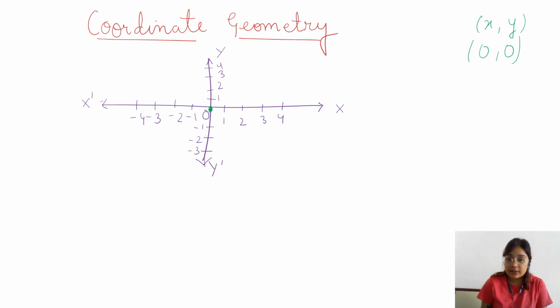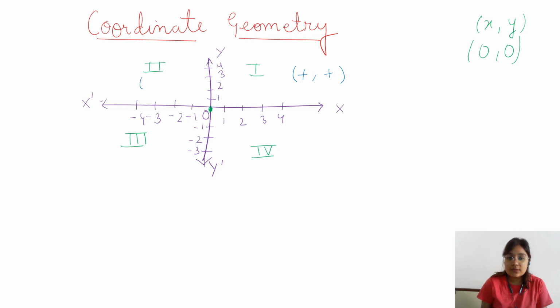As you all know, this is the first quadrant, this is the second, this is the third quadrant, and this is the fourth quadrant. In the first quadrant, what are the signs? You can see that here x and y both come, so x is positive and y is also positive.